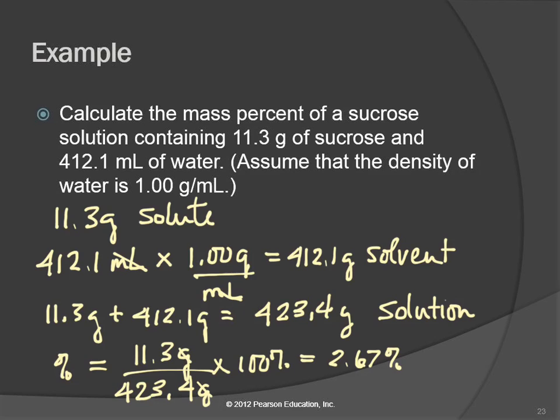Any questions? Mass percent is really useful. It's used a lot in medicine and in biology because it's easy to make up a solution. Chemists don't use it as much because it doesn't relate to numbers of particles, but we still need to know it.